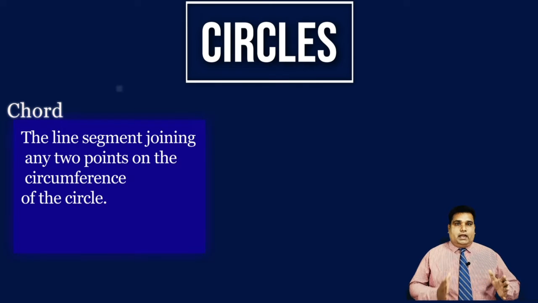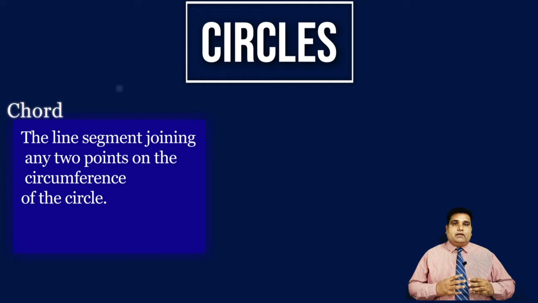Next is chord. What is chord? Chord is the line segment joining any 2 points on the circumference of the circle. Obviously, if you take any 2 points on the circumference, that line is a chord. Definitely one chord will pass through the center, and obviously that chord will be a diameter. So diameter is a chord which passes through the center of the circle.